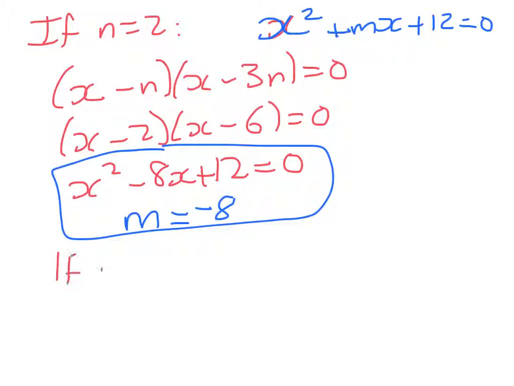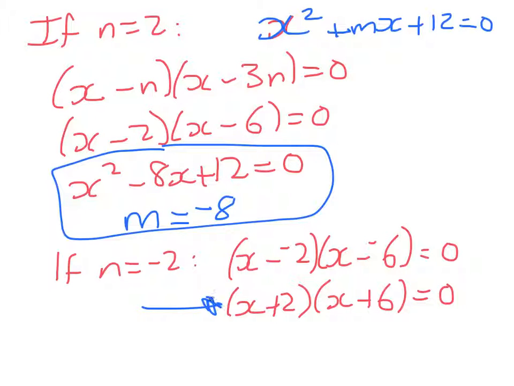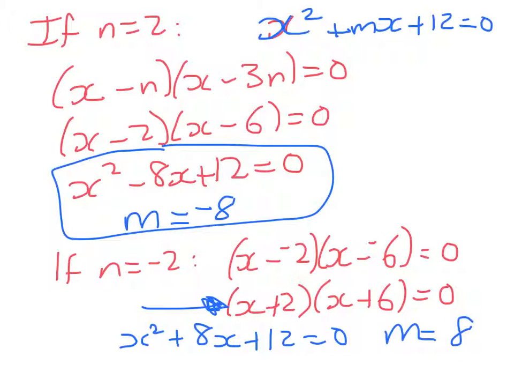Next one, if n equals negative 2, x minus negative 2, x minus negative 6 equals 0. So x plus 2, x plus 6 equals 0. Fine to go straight to that line of working, by the way. So x squared plus 8x plus 12 equals 0. m equals positive 8. Okay, there's 8 there. I'm looking for the coefficient there. So there are two solutions there.